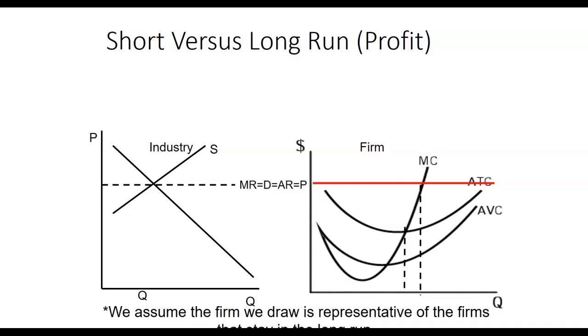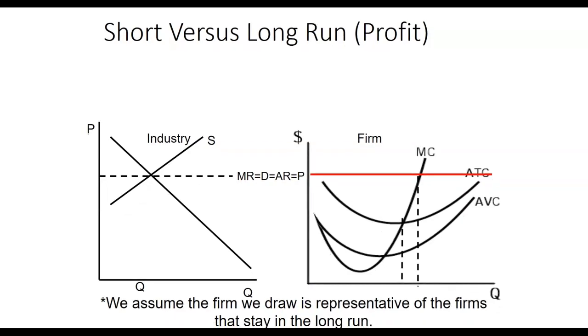So short run versus long run. So right now we have the, there we go, move that down a little bit. So we assume the firm we draw is representative of the firms in the industry and that it stays in the long run. Just kind of clarifying that, okay? So we have the industry graph, we have a profit right now.